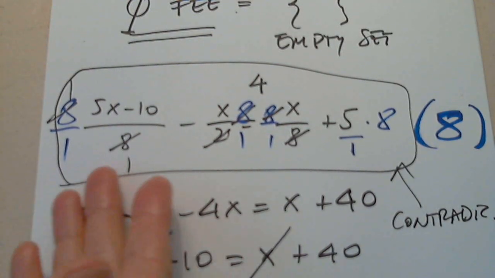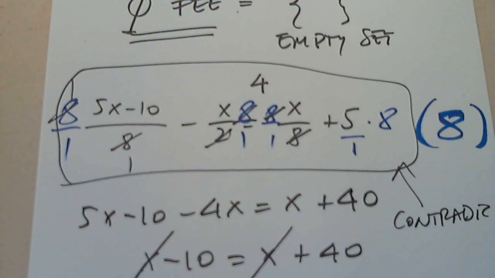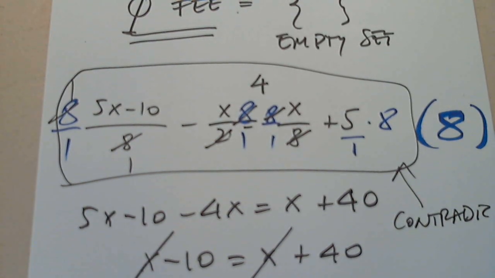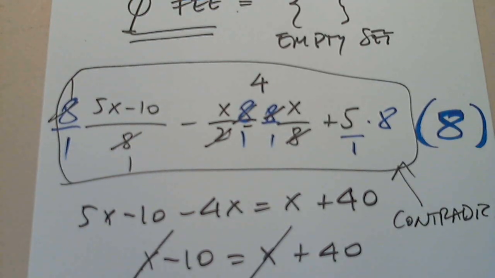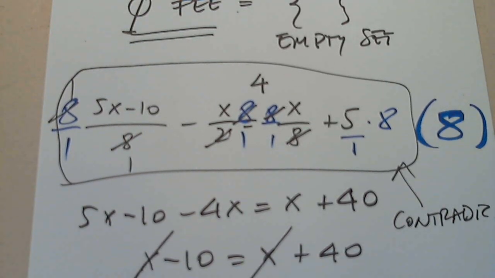The left-hand side will never equal the right-hand side for any x value on the planet. No solutions. The left-hand side will never equal the right-hand side for any value of x.